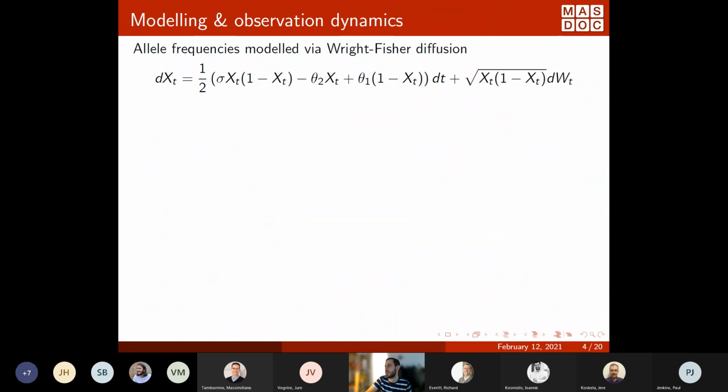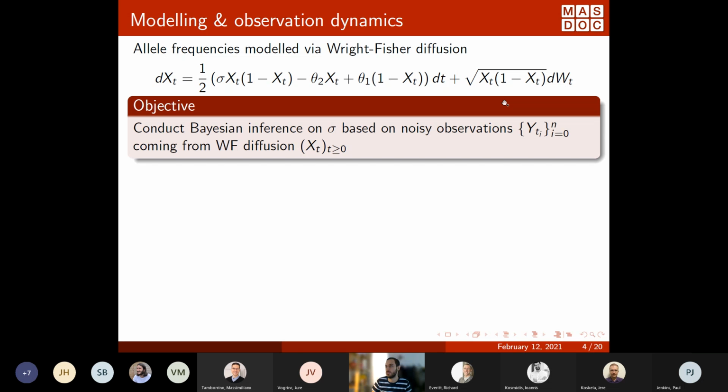OK, so let me describe a bit the modeling and observation dynamics that we have. As I said, the gold standard is to use this Wright-Fisher diffusion, and there are three main terms over here. We have the selection term in the drift, the mutation terms, which ensure that our diffusion remains in [0, 1], and then what's called genetic drift, which is just the square root of x times (1 minus x). This is the process that drives our underlying mechanics.